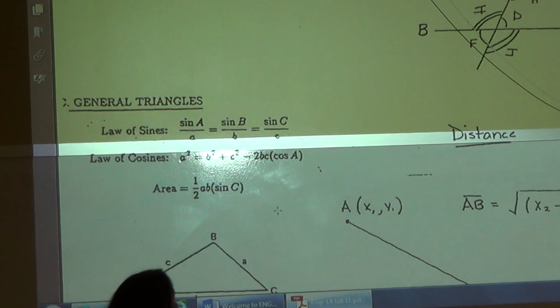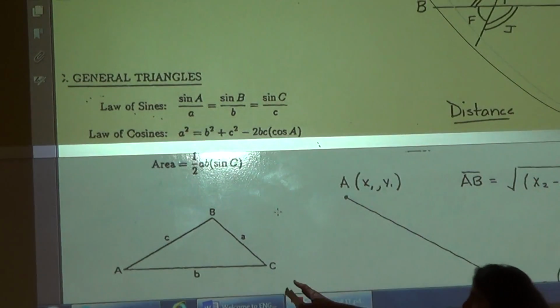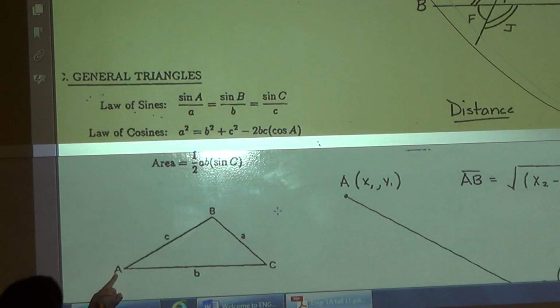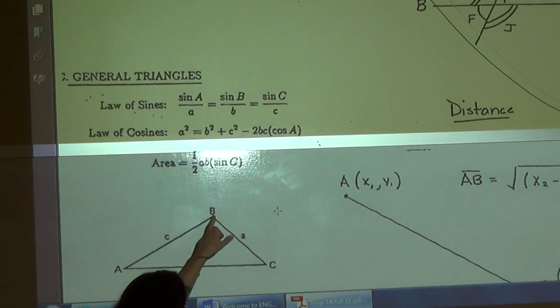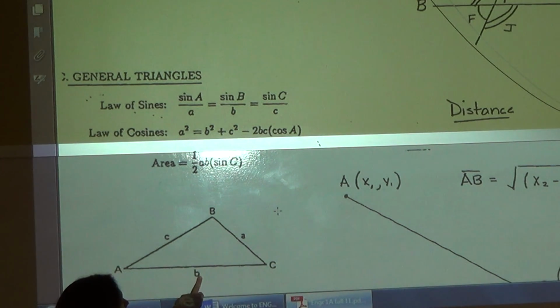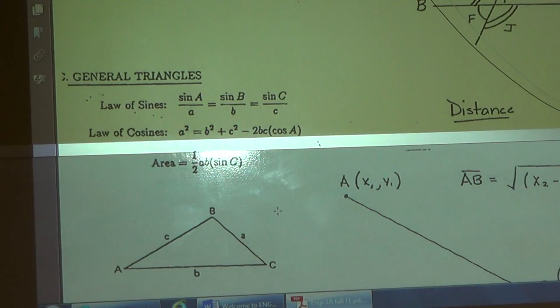Perfect. Okay, and then a general triangle means it doesn't have a right angle anymore. So we're looking at a picture of a general triangle right here. What's standard is to use capital letters for the angles and the opposite, smaller letters for the sides. Just as in the right triangle, we were trying to find the relationship between the sides and the angles, it's the same thing here.